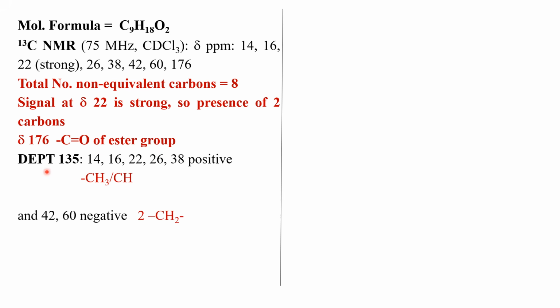Let us look at DEPT-135 data. It shows positive signals at 14, 16, 22, 26 and 38, which indicate there can be a CH3 or methine carbon. DEPT-135 also indicates 42 and 60 signals as negative signals. So two methylene groups should be there.